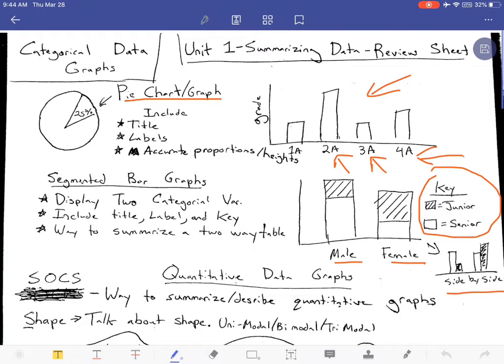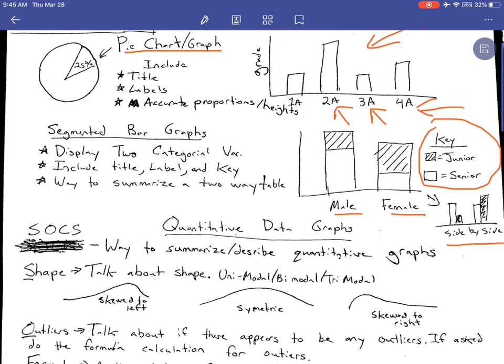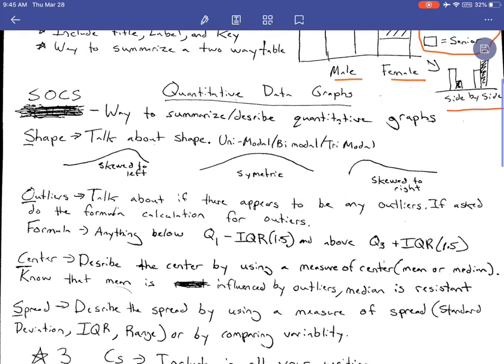So that's pretty much it for the categorical data. We're going to spend the rest of the video talking about quantitative data. First thing we're going to talk about is how to describe it. And remember, this is where we use our SOCS acronym to describe this quantitative data. Remember, the S part of SOCS represents talking about the shape.